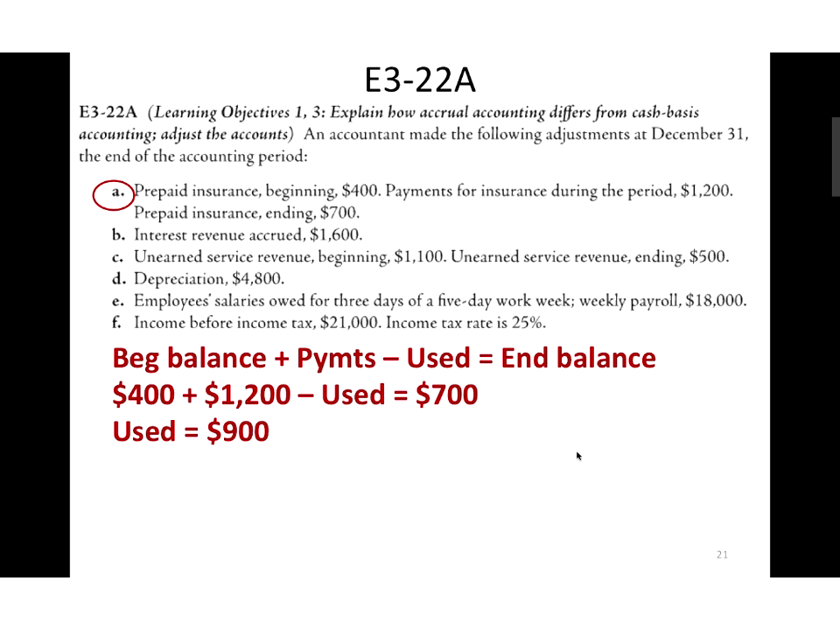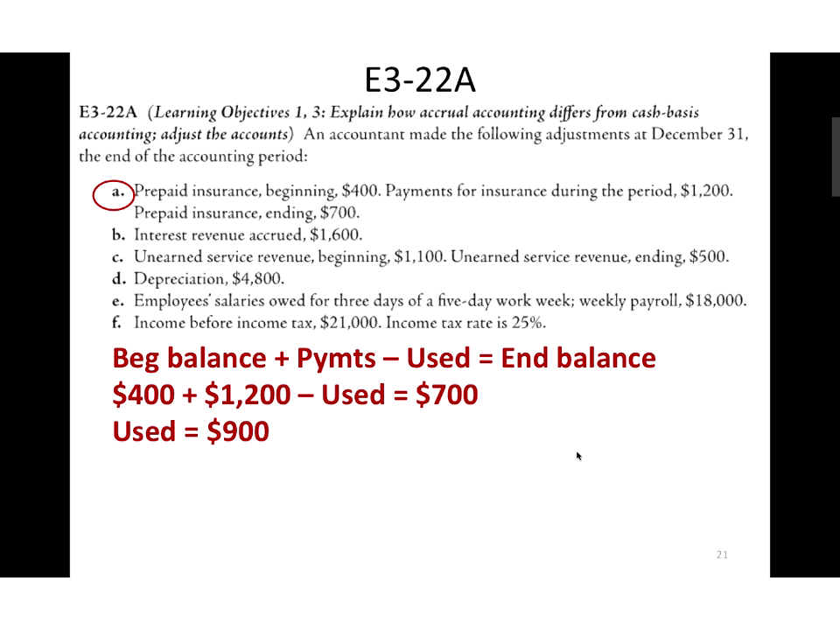So now if we plug in the numbers that we're given, our beginning balance is given to us as $400. Our payments are given as $1,200. We don't know what the used is, but we know our ending balance is $700. So those numbers are all given to us in A. Now our adjusting entry should always be what we use. So that's what we need to solve for in this case. Okay, so $900 is the amount of the insurance we used.